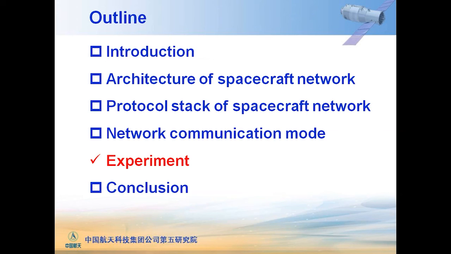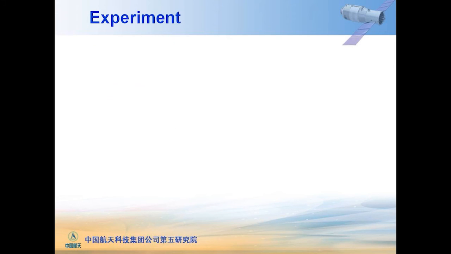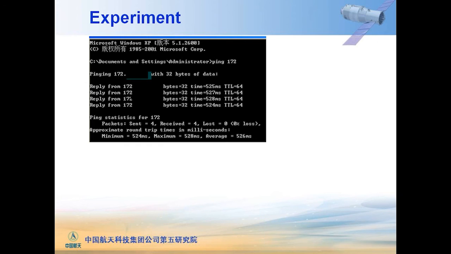In order to verify the design of the spacecraft network proposed in this paper, the experiment is carried out through the space-ground test. In the test, the data transmission test, and image and voice transmission tests are carried out. The transmission delay of space-ground IP packets is about 526 milliseconds.